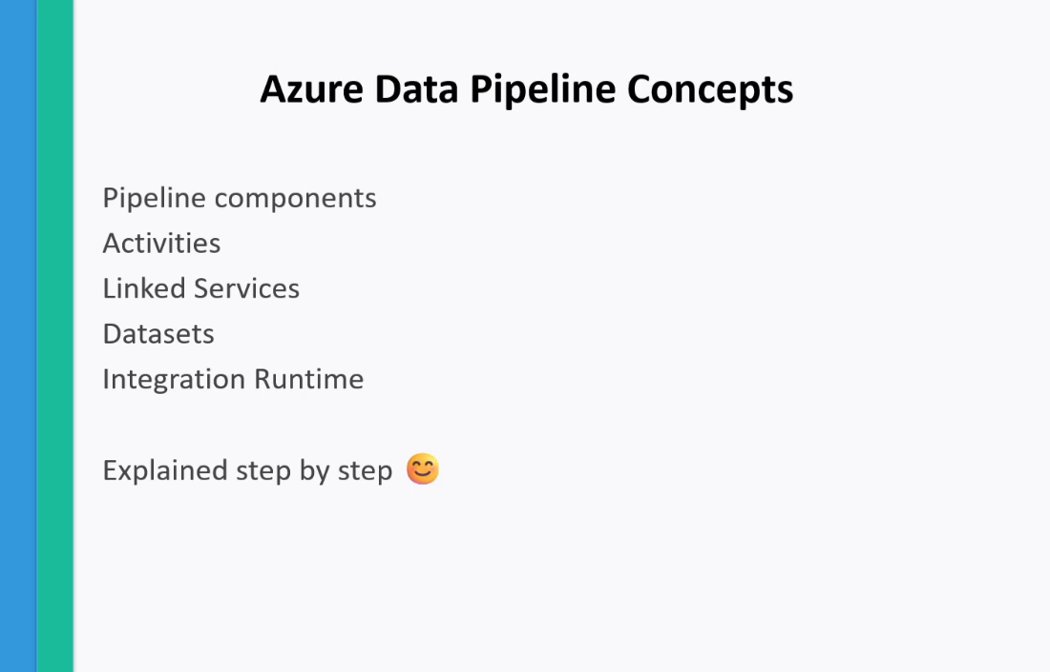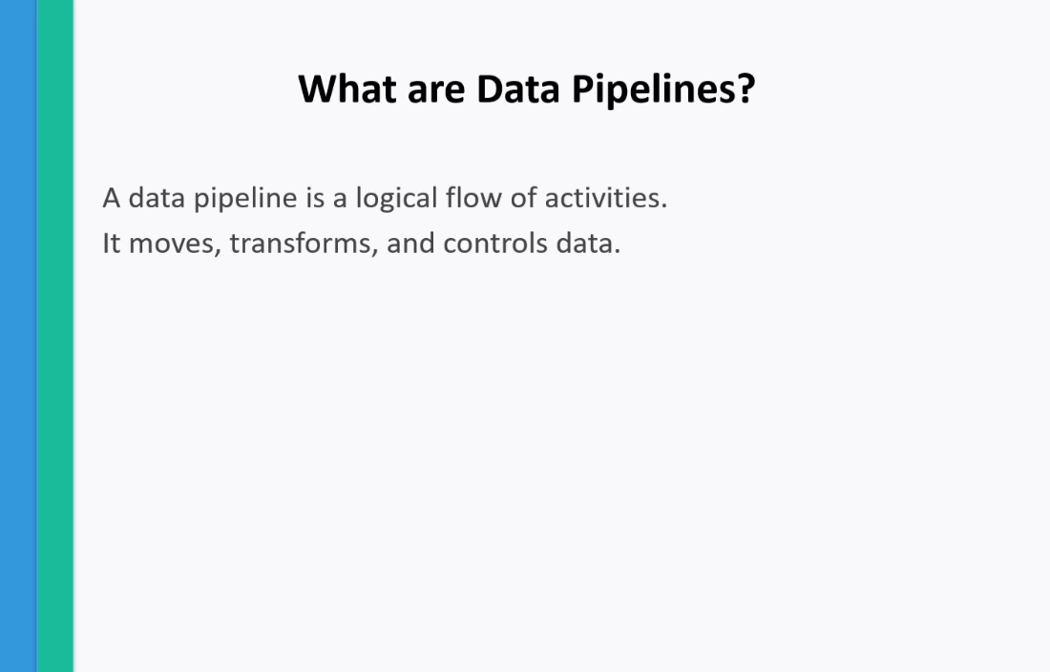Now, don't worry if this feels confusing right now. I will explain everything step by step with examples in a very simple way. First, let's clearly understand what a data pipeline is. A data pipeline is a logical flow of work. It means it is not just one task, but a sequence of steps that tells where the data comes from, what actions we perform on the data, and where the data finally goes.